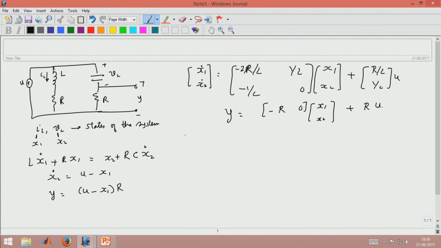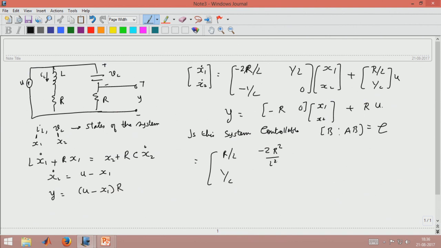Now first, is this system controllable? Well, the idea would be to check the rank of B, AB. This is usually also referred to as the controllability matrix. So this C turns out to be, in our case, R over L, 1 over C. This is the B, and then this is 2 R square over L square plus 1 over L C, and minus R over L C.